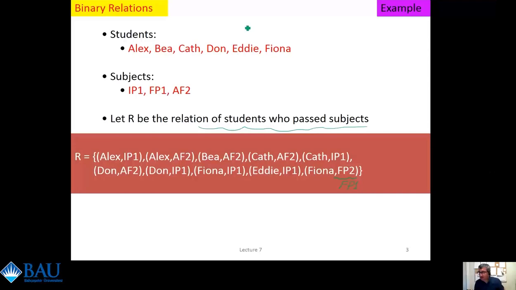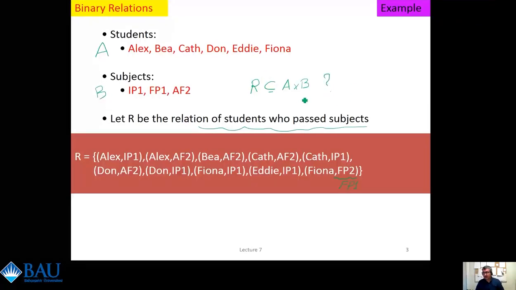So, the question is: is R a relation? How can we understand whether it is a relation or not? To answer about the relation, check: is that A cross B? What's A? The first set is A. The second set is B. Now, is R a subset of A cross B?